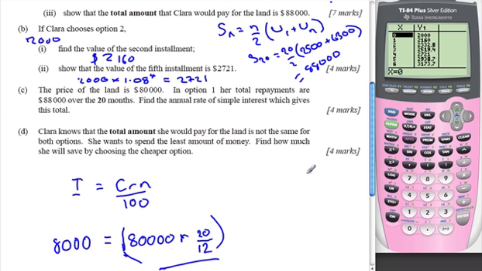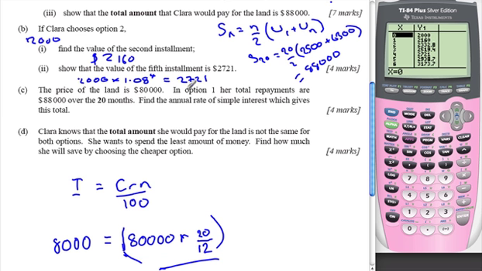Clara knows the total amount she would pay for the land is not the same for both options. She wants to spend the least amount of money. Find how much money she will save by choosing the cheaper option. Okay, so we already worked out, didn't we, over 20 months? No, we haven't yet, only for option 1. So the first thing we need to do is work it out for option 2.